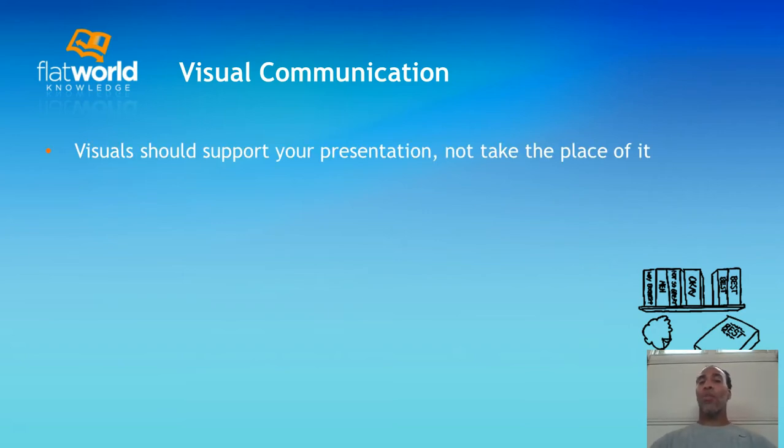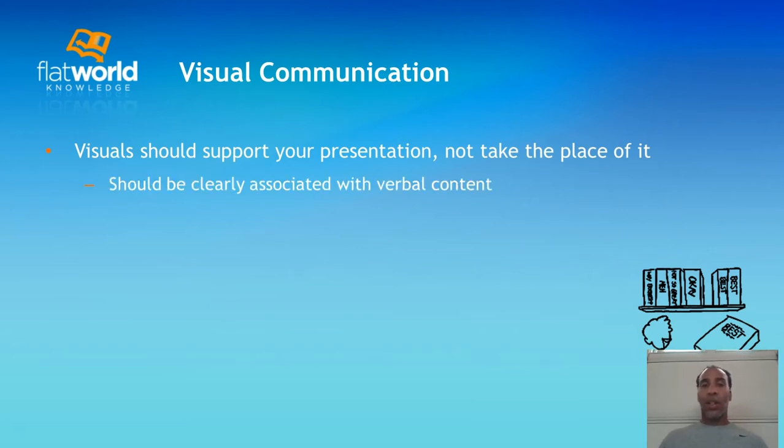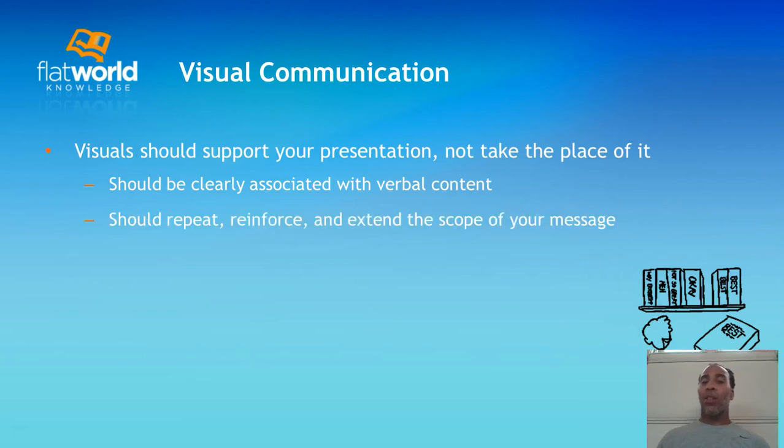Visual communication. Visuals should support your presentation, not take the place of it. That's like me going through this PowerPoint slide by slide, just not saying anything, leaving each one there for 4 or 5 seconds, then moving on to the next slide. Right? There's nothing else there. But the PowerPoint is a visual, and it should support the presentation that I'm speaking to you right now. It should be clearly associated with the verbal content. It should repeat, reinforce, and extend the scope of your message, right? So you're going to rehash it at the very end.